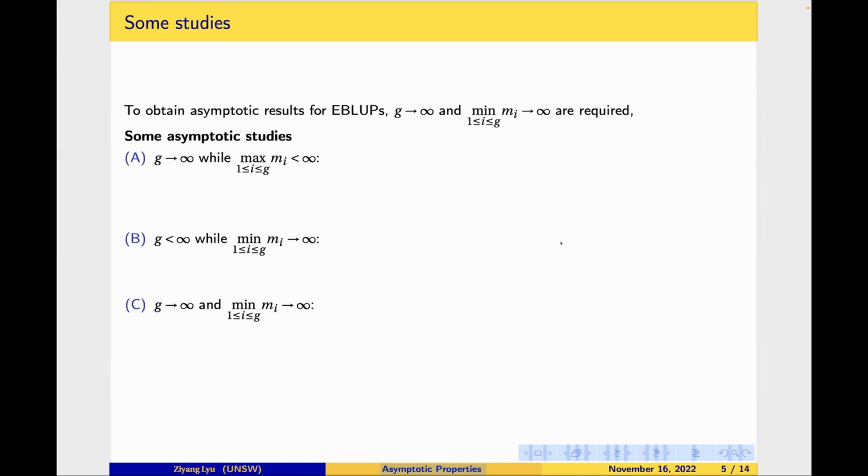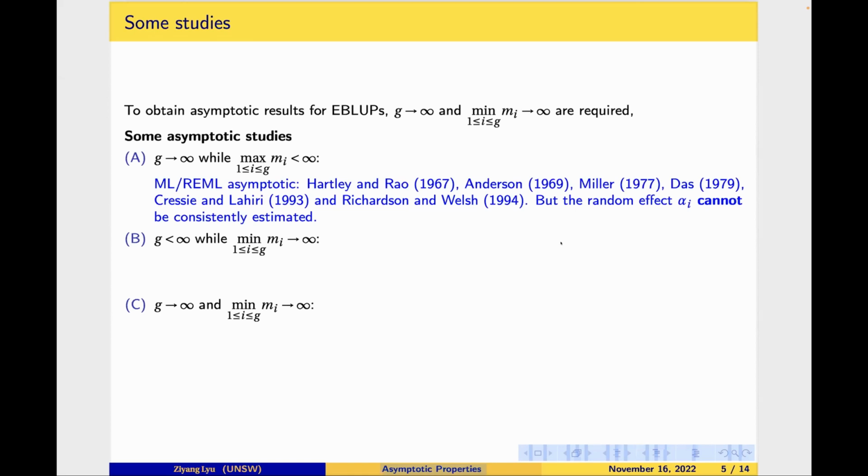Currently, there are some asymptotic studies. The first scenario is G goes to infinity, but Mi is bounded. Maximum likelihood and REML asymptotics are from Hardy and Rao, Henderson and Miller, and Lahiri and Richardson and Welsh. But the random effect alpha cannot be consistent because, look at that one, we already set the condition that the cluster size is bounded.